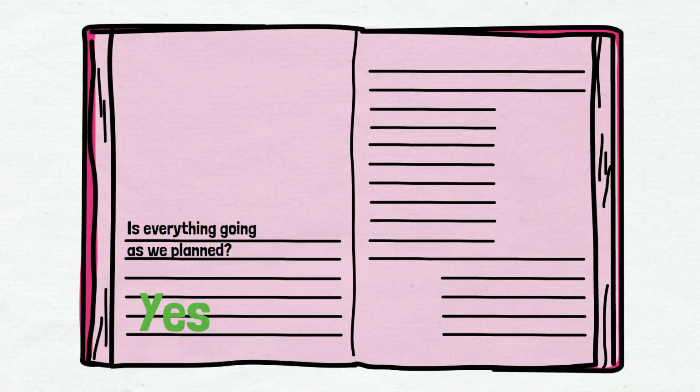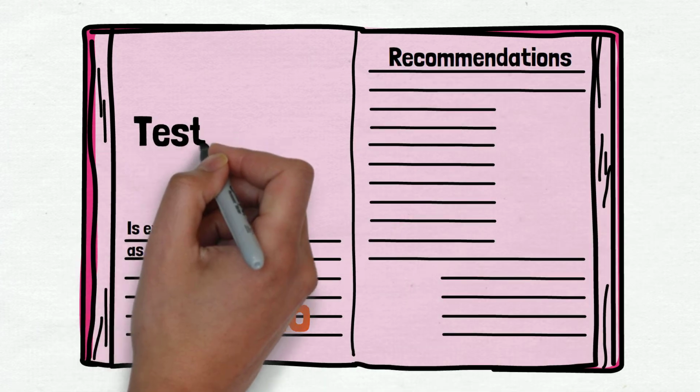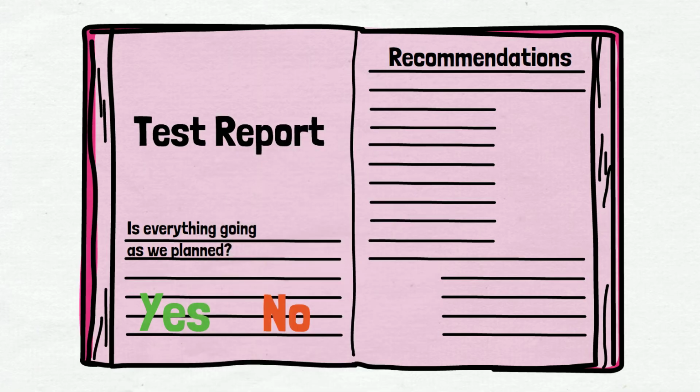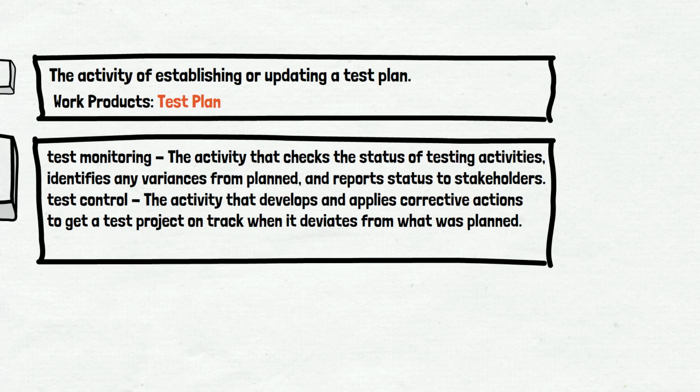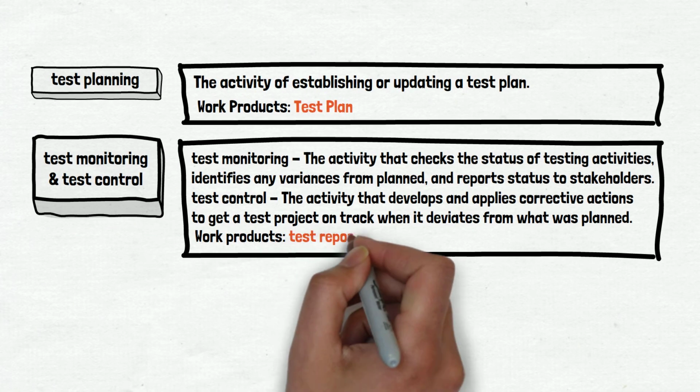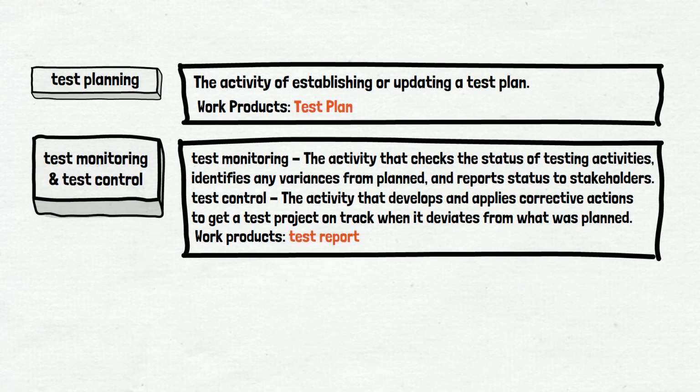Mostly the answer is yes or no. And if we face any deviations, we provide recommendations. The document where we provide this info is the test report. The test report is the product of the test monitoring activity. If our recommendations are approved by stakeholders, we do corresponding actions like adding more resources or changing the timelines of activities. That is an example of a test control activity, and we will talk about it later.